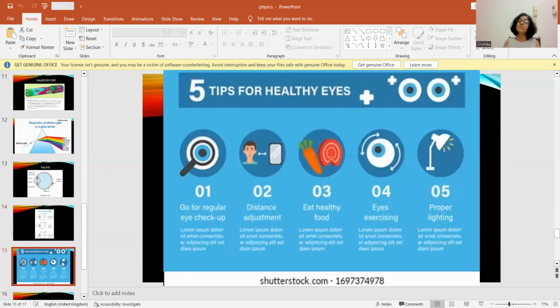Now let us see how to take care of our eyes. We have to go for a regular eye check. And second, distance adjustment. You have to keep objects at a distance in which you're comfortable to see at. Eat healthy food, eye exercises, and proper lighting while reading.